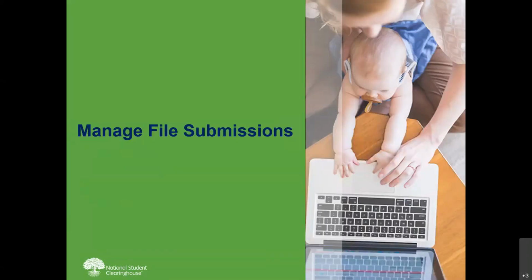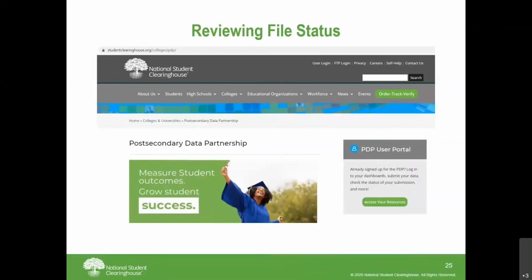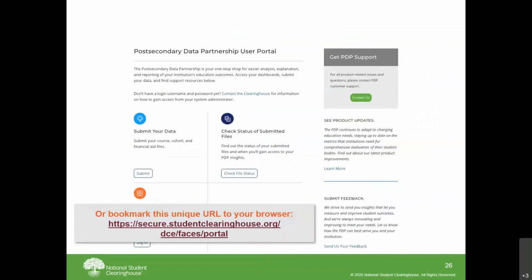Now it is time to manage your file submissions. Our site was redone in August and may look a little different than what you're used to. From the Clearinghouse website, go to the PDP application. Click Access Your Resources. To the right, select Check File Status, or you may bookmark the unique URL link to your browser, which will take you directly to the PDP application.